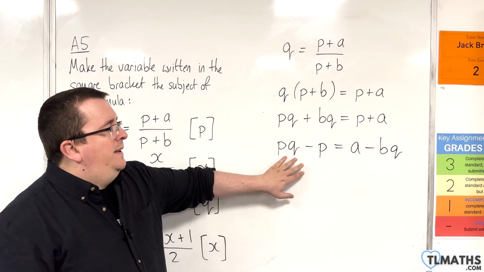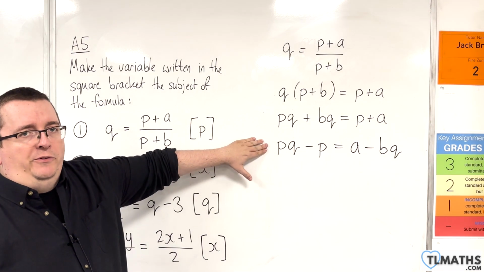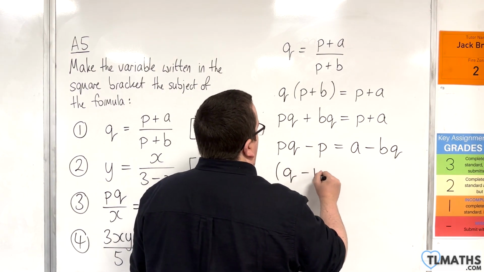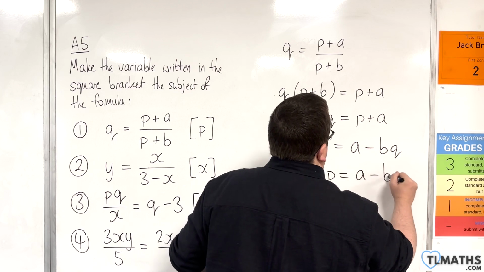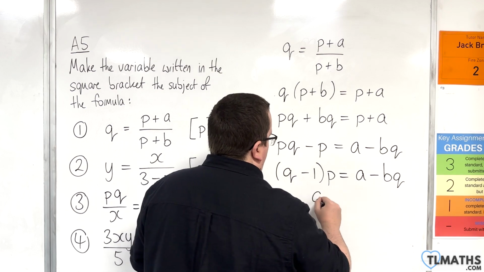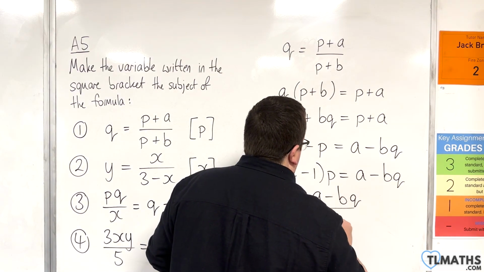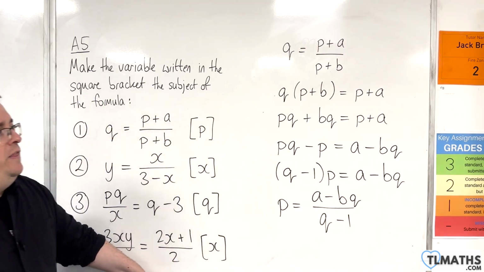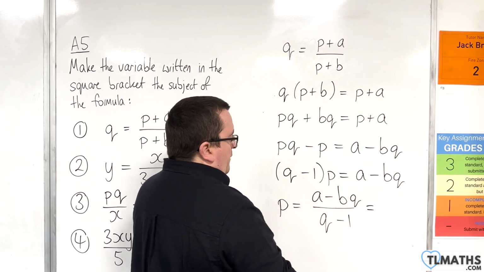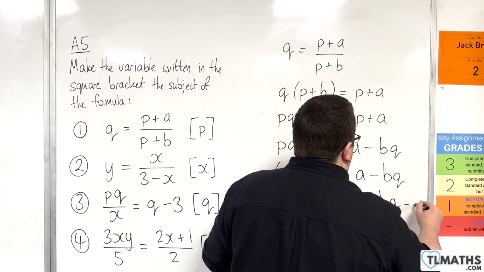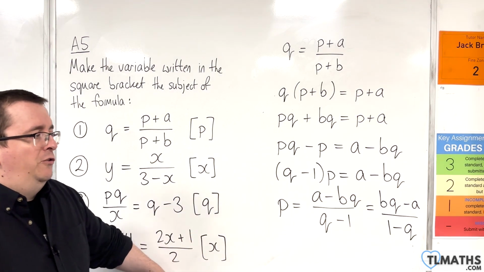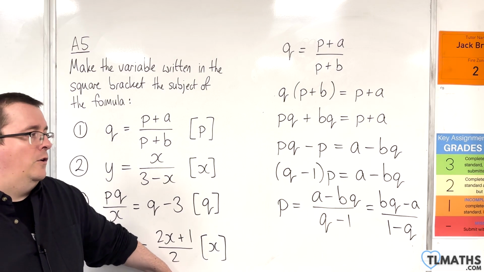So now we're back in that age-old position where we've got the two terms on the left-hand side, both involving P as factors. So we can factor out the P and then divide both sides by Q minus 1. Now, if you've done this rearrangement in a slightly different order, you may well end up with an equivalent fraction, but it looks like this: BQ minus A over 1 minus Q. And all I've done to get from there to there is multiply top and bottom by minus 1. Okay?